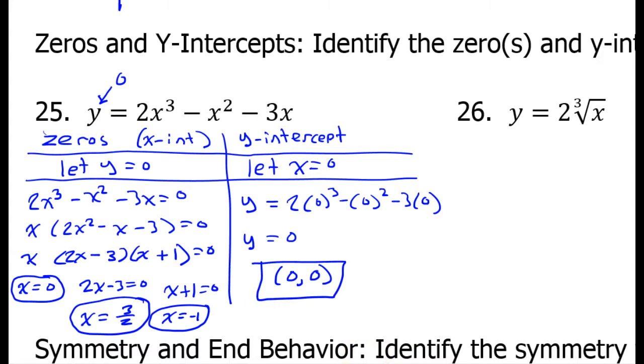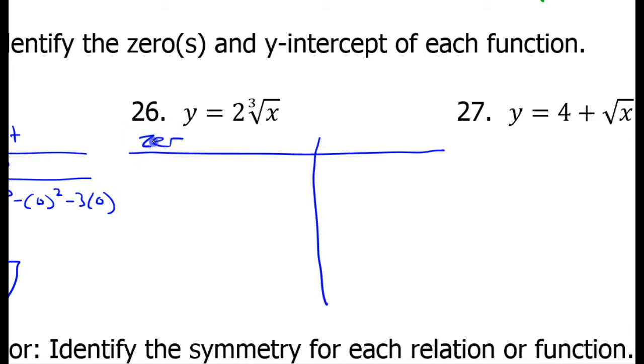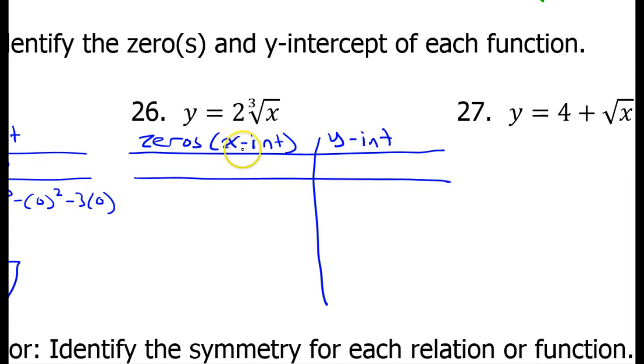Alright, so let's do the same thing for number 26. Okay, we'll find the zeros, which are closely related to the x-intercepts, and we will find the y-intercept. Again, to find the x-intercept, you let y equal 0. For the y-intercept, you let x equal 0. So, letting y equal 0 really means set the entire thing equal to 0.